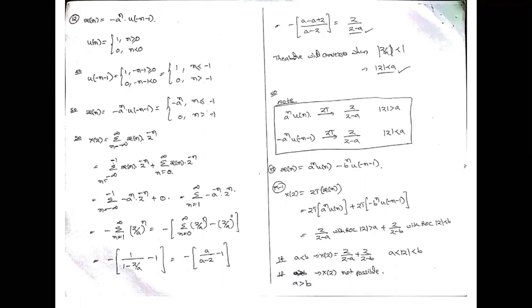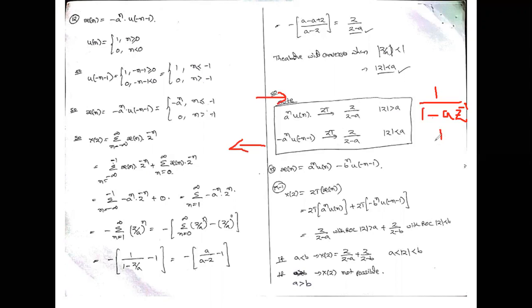In the positive powers of z, the ROC is right-sided, or it is called one-sided. In the negative powers of z, the Z transformation of a power n mu of n is 1 by 1 minus a z inverse. This one is towards the negative values, and the other is towards the positive values.